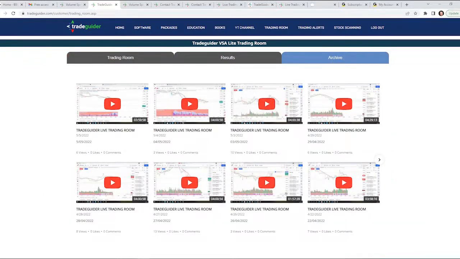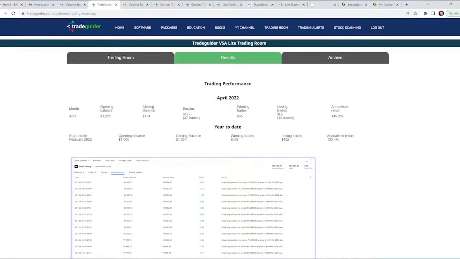When you click the second tab, you access the session archives. These go back for a rolling 1 month, so you have 30 days to access any of the sessions. Finally, clicking the third tab gives you access to the month's trading performance. There are 3 sections. The first shows the last month's performance. The second shows the performance for the year to date. And the third section shows the last 20 trades in detail.